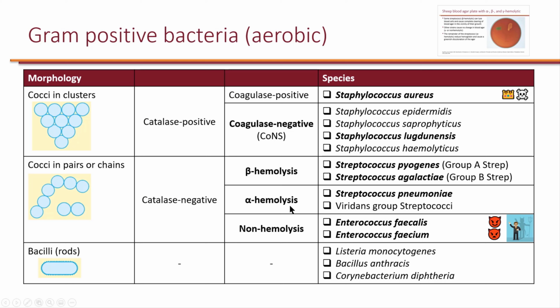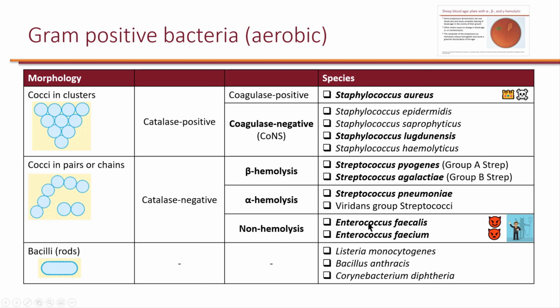And then for the alpha hemolytic group, the most important is Streptococcus pneumoniae. This is very important because it causes respiratory infections, and we'll cover this in detail throughout the course. And then there's also the viridans group Streptococci. When it says group, there are multiple species, and there's really no need to know specific species. They're collectively referred to as viridans group Streptococci.